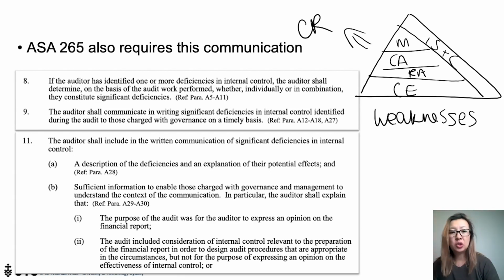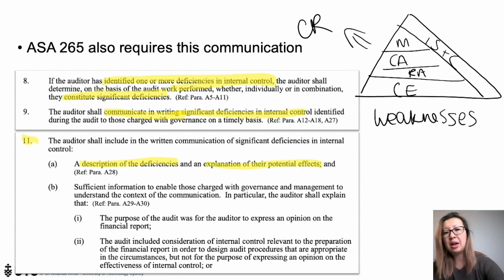So ASA 265 says what we should do is, if we've identified deficiencies in internal control, I should consider whether they constitute significant deficiencies. Do they increase the risk of material misstatement, of error, the potential for fraud? And if we do find some, I have to communicate in writing these deficiencies in internal controls. So when I write my management letter, I will also include these deficiencies in internal controls. Now, what exactly do we have to include in that letter? Paragraph 11 says I have to describe the deficiency and the potential effects.